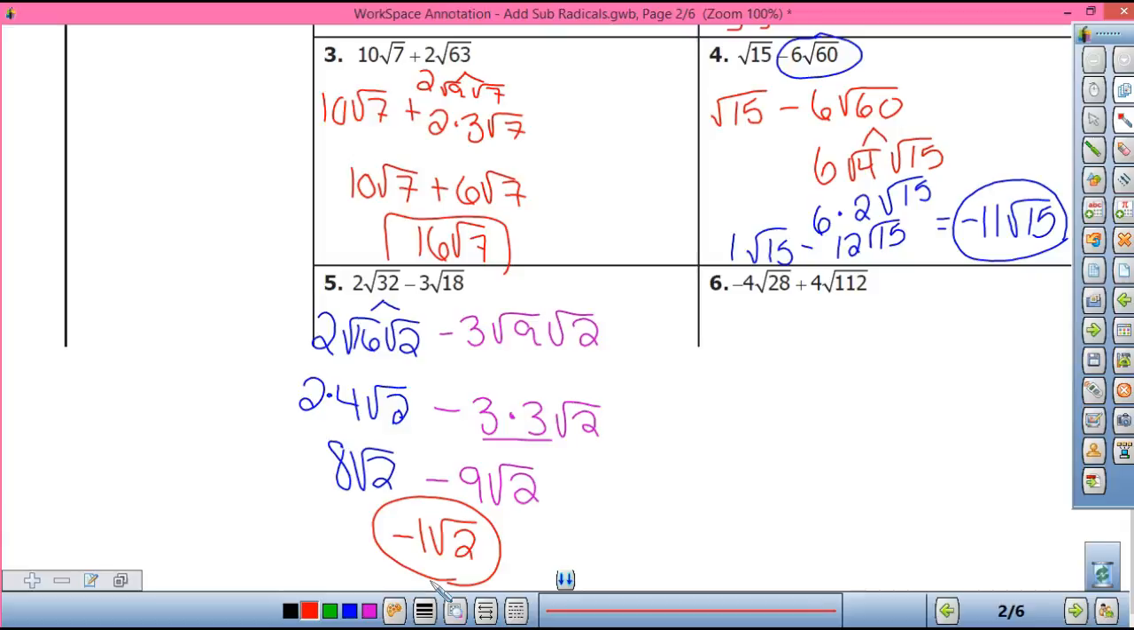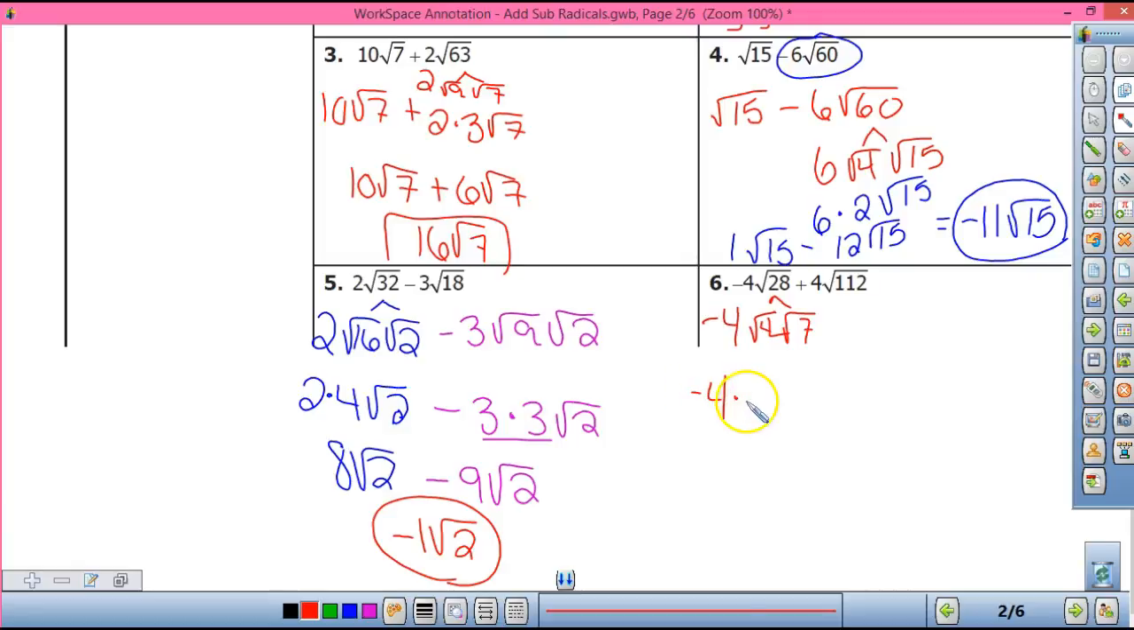Okay, so far so good? All right, so basically you're taking the two of them separately and simplifying each, right? Okay, and then just doing what the sign in between them says. All right, so I have negative 4. What is root 28 going to? Okay, square root of 4, square root of 7.